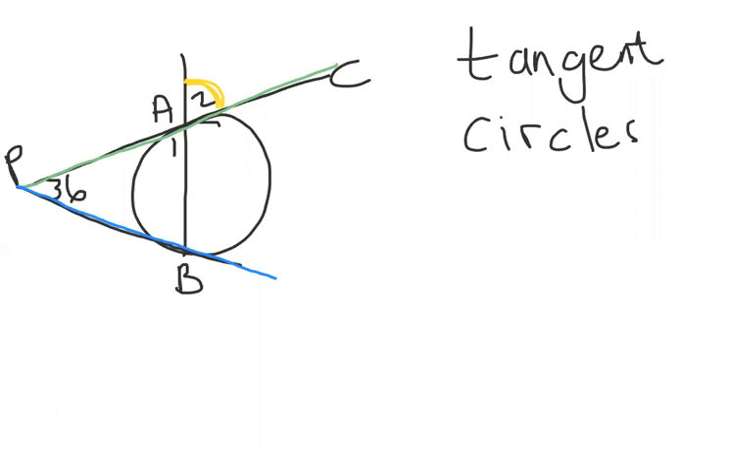So the question says, in the following sketch, PA and PB are tangents. So this is PA, the shorter green one, and there's PB. And they say they are tangent to the circle at A and B. So the green tangent meets the circle at A, and the blue tangent meets the circle at B. And they say angle APB equals 36. So is that this 36 over here? Okay, so we have this. And the question is to determine A2, this yellow part over here. So that is what we need to get.